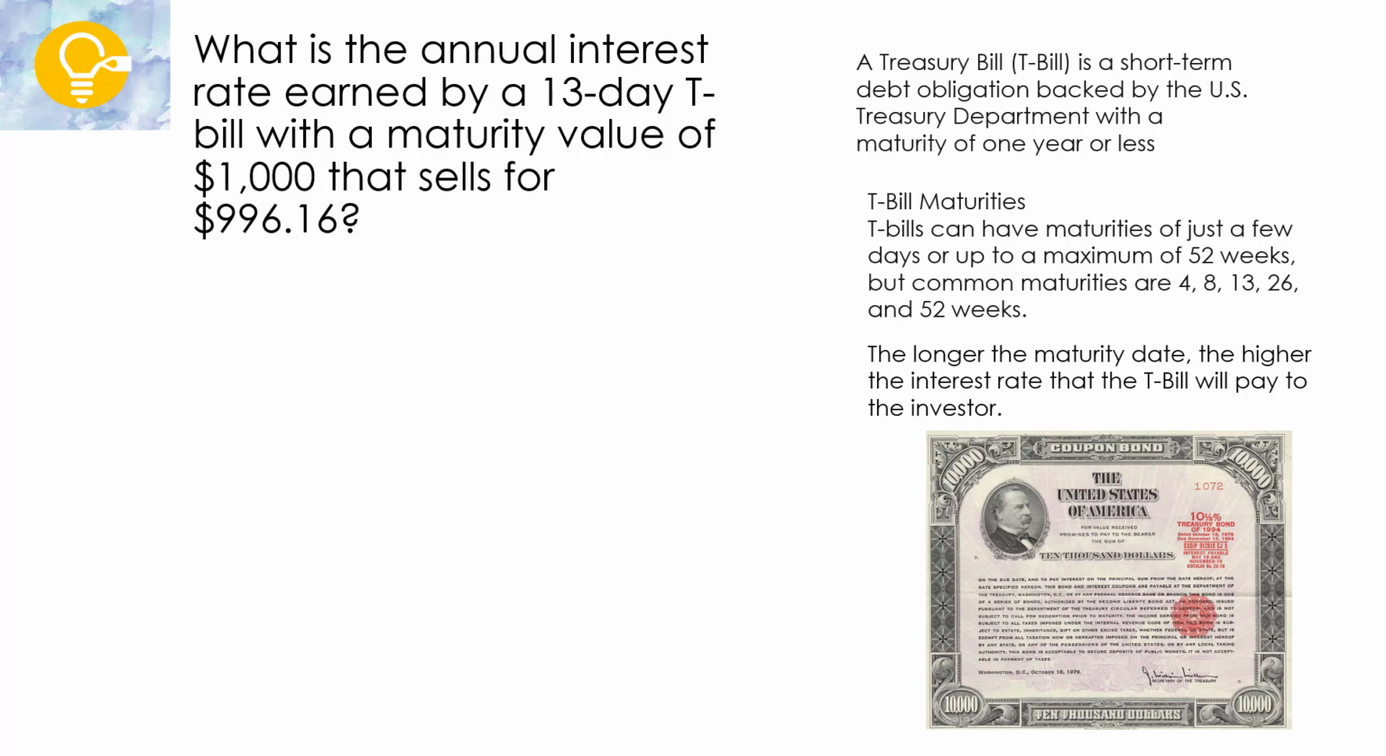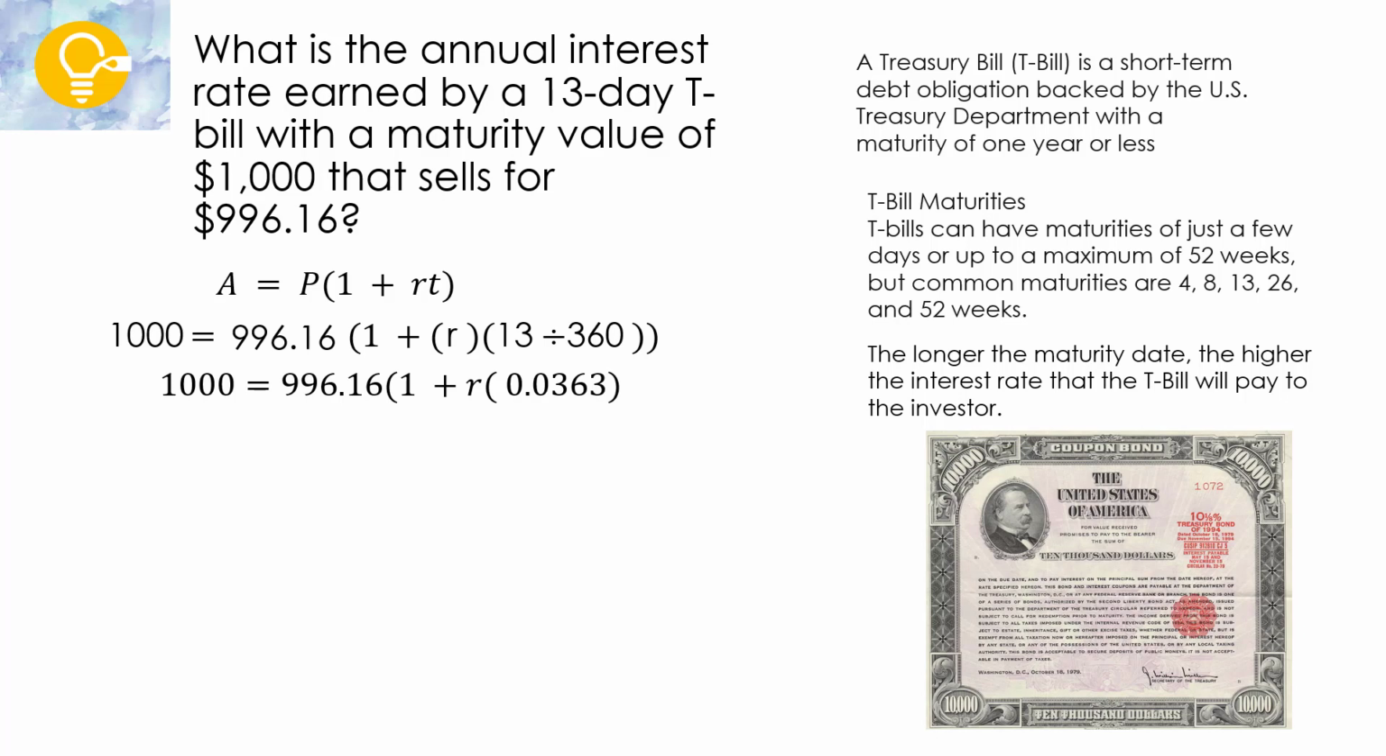We need to find the interest rate. So let's use our formula, A equals P times 1 plus RT. Let's fill in what we know. We want $1,000 in the end. Our principal is $996.16. We don't know the rate, but they tell us it's a 13-day T-bill. Remember, we have to compare that to 360 days. So we're going to take 13 divided by 360. When we do that, we get 0.0361.